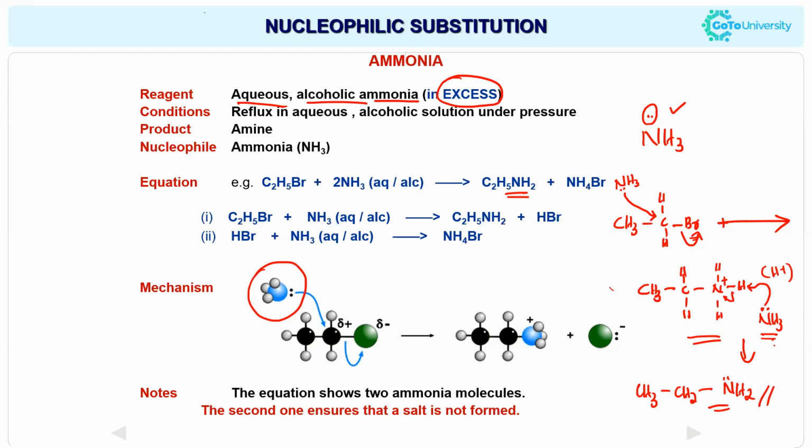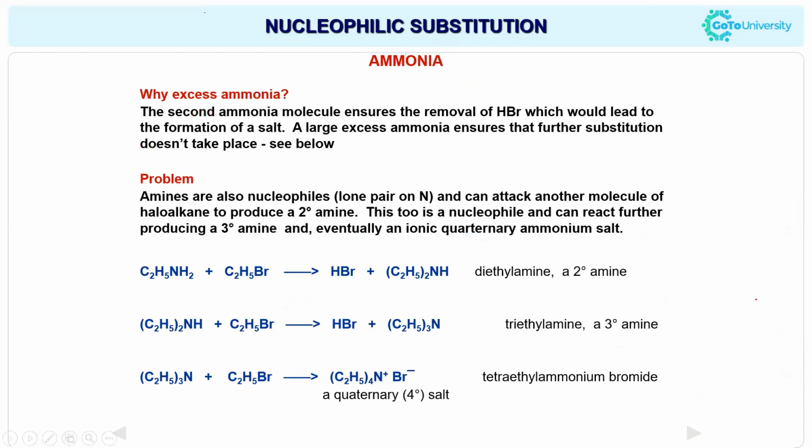Here NH3 takes H plus and produces NH4 plus, the ammonium ion. This ammonium ion will react with the leaving group bromide and produce ammonium bromide. So in order to produce the amine, the next ammonia should come, and only then can it take the hydrogen as an H plus ion. So this step is compulsory here. That's why they always tell us to take excess ammonia. The excess ammonia can convert the product into an amine. Okay.